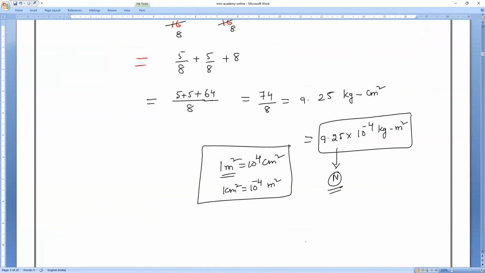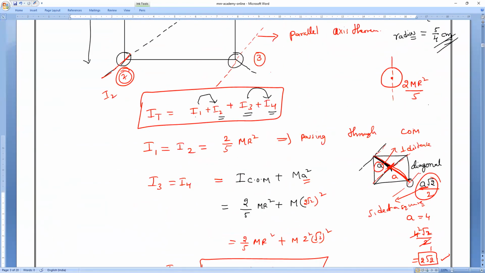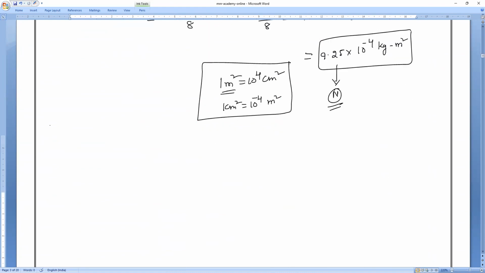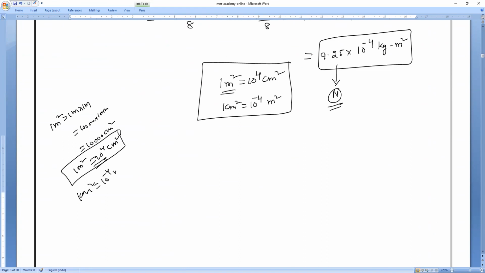Why am I converting at the last? Because we are taking the radius and all in centimeter. So we have to convert into meter. We all know that 1 square meter I can write as 1 meter into 1 meter. So I can write 100 centimeter into 100 centimeter. Actually, you all know this one. Which is equal to 10,000 square centimeter, which is 10 power 4 square centimeter, which is equal to 1 square meter. So we want the reverse relation. So 1 square centimeter is equal to 10 power minus 4 square meter. That's what it is. Understand, Laksha?